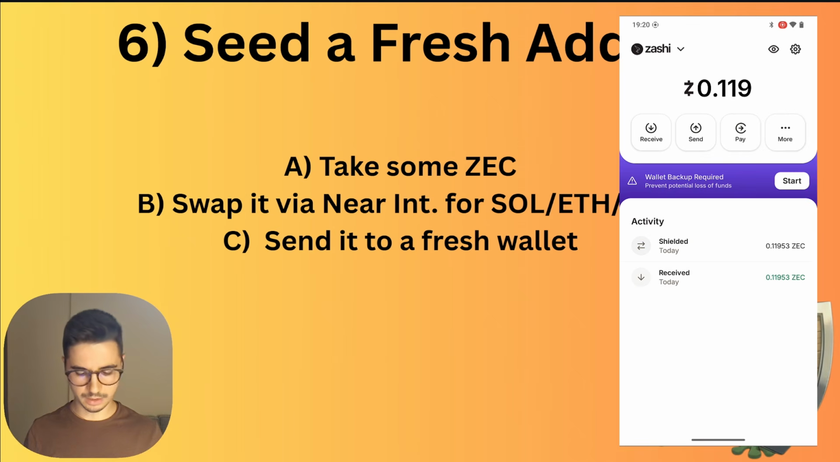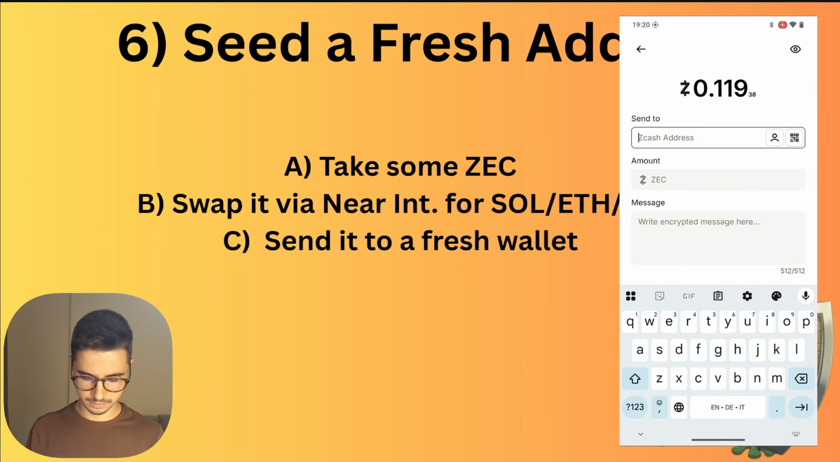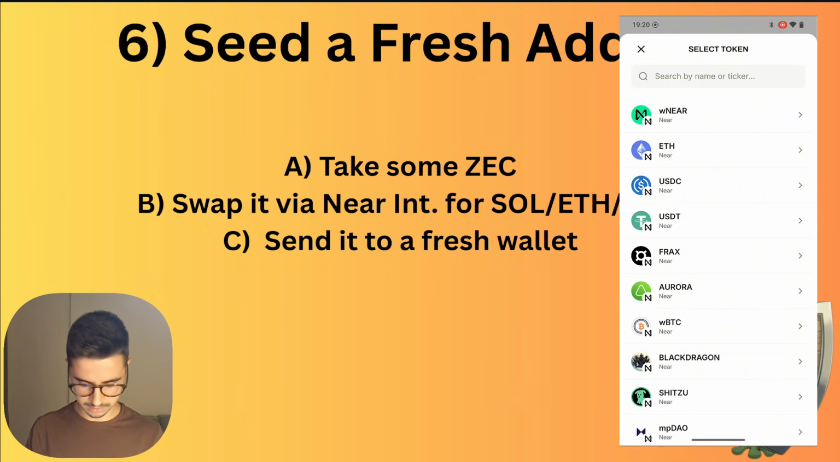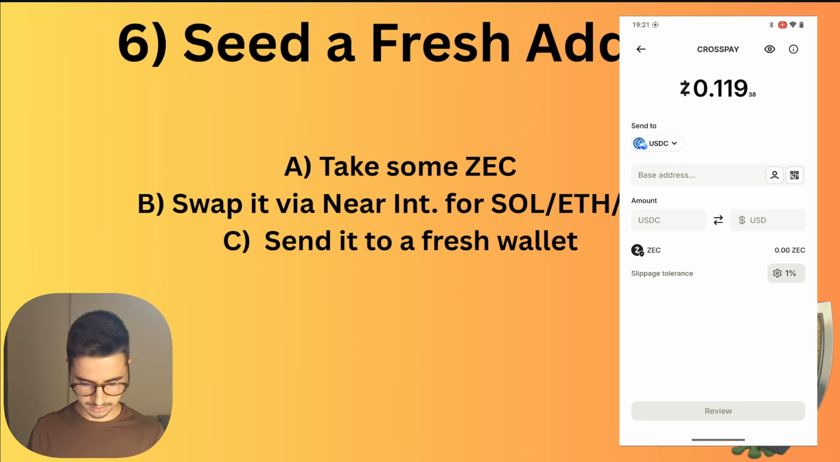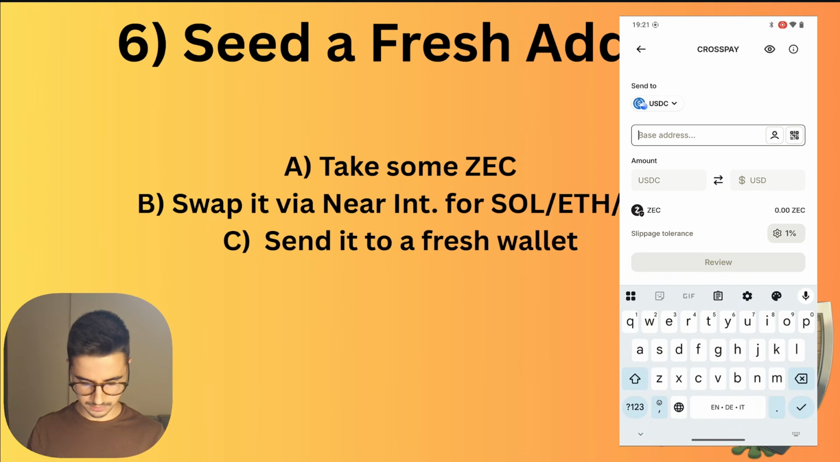And other features of the Zashi app, of course, you can simply send Zcash within the private pool to your friends, therefore just add their private address over here, or you can pay folks by simply sending them whatever they want. Let's say you want to send them USDC on Base, for instance, and then add their address here, and they will receive USDC on Base.